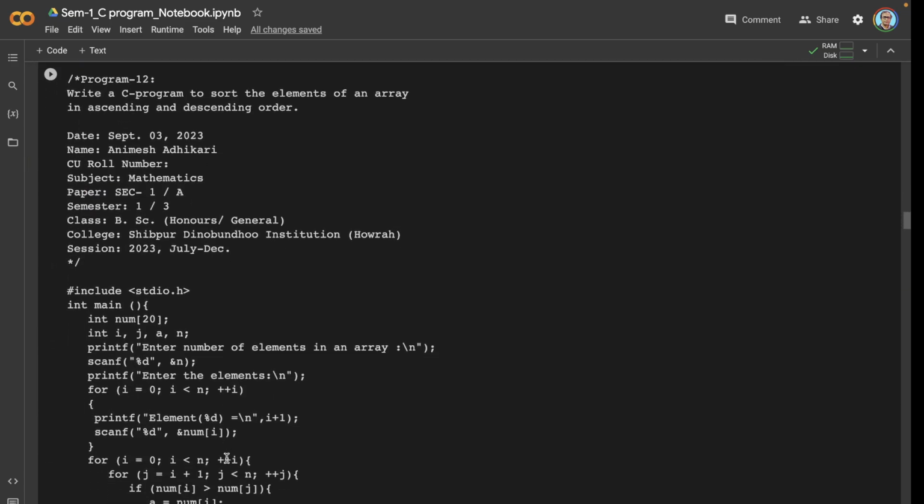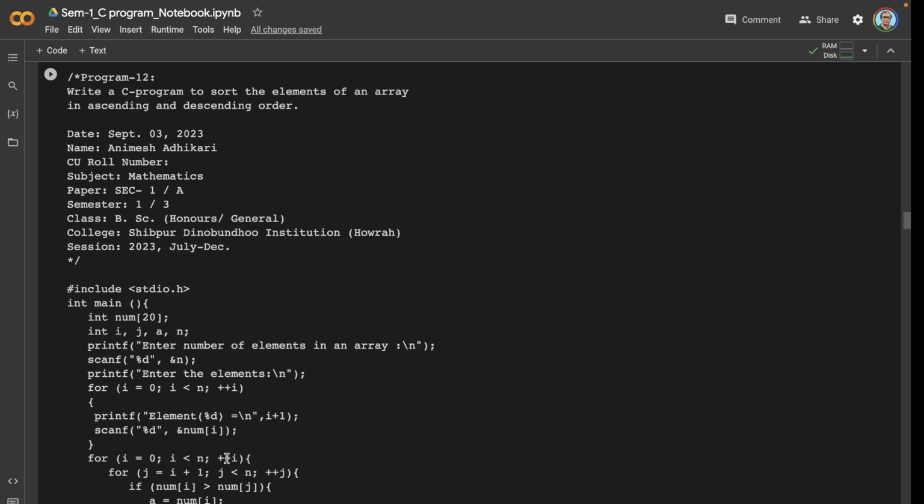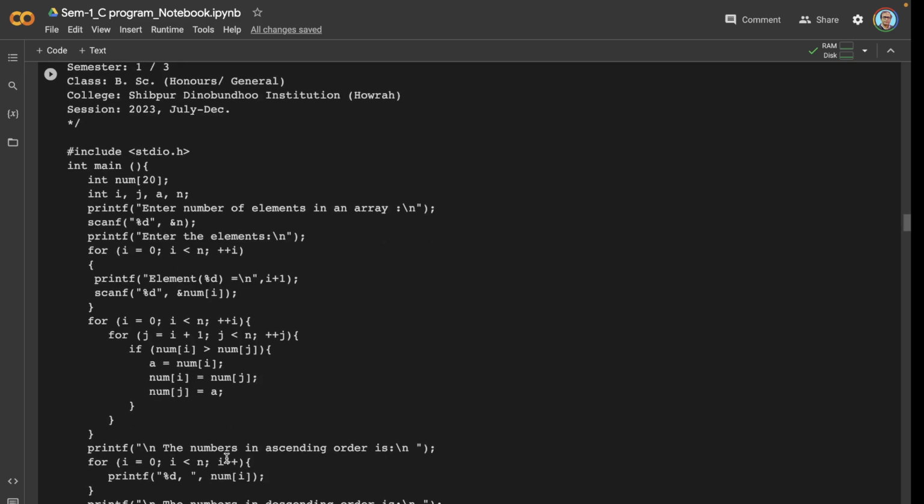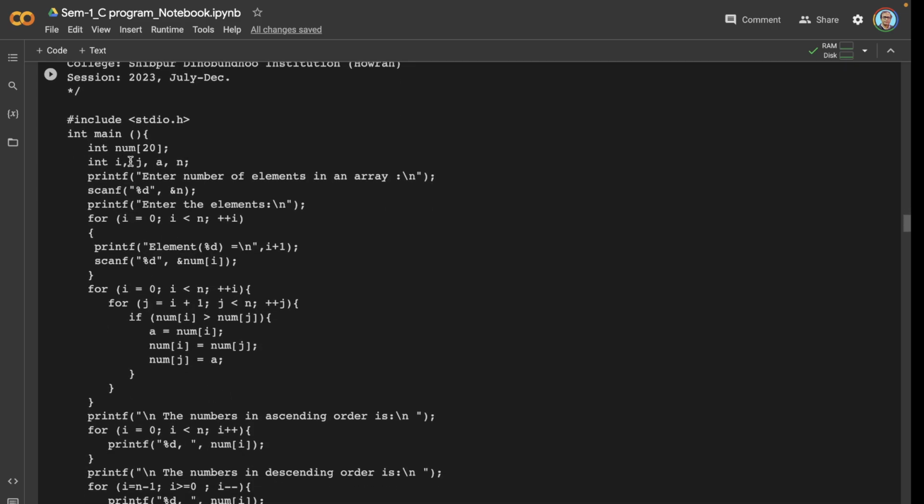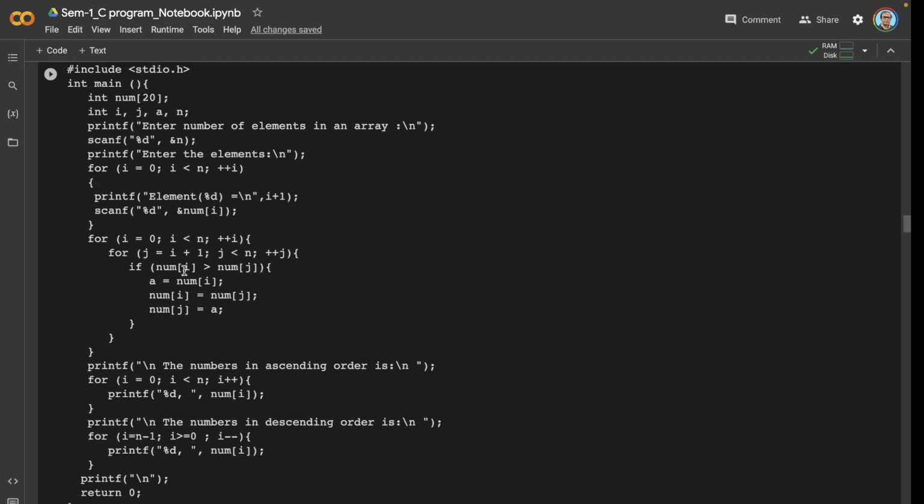Next, problem 12: write a C program to sort the elements of an array in ascending and descending order. Enter the number of elements in the array, scan the number of elements, then enter the elements: element 1, element 2, element 3, and so on. For this, check if number[i] is greater than number[j].